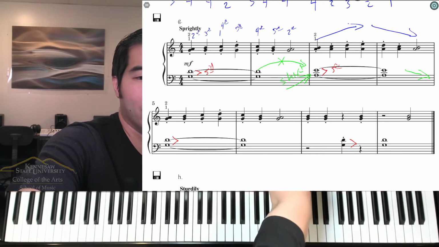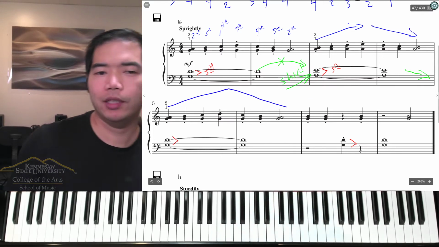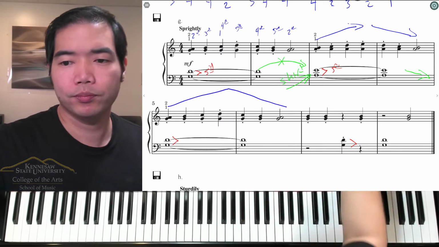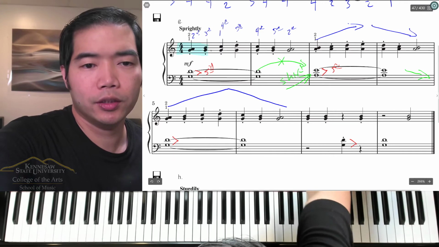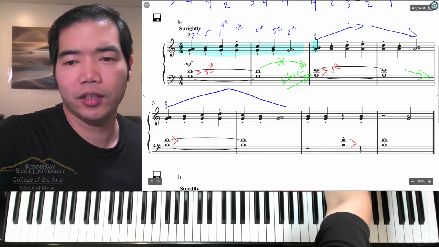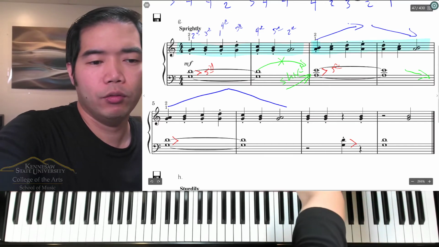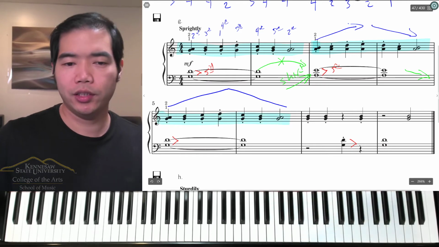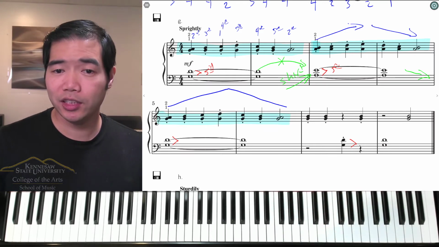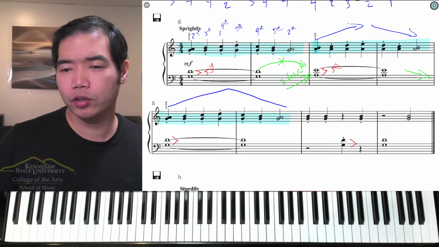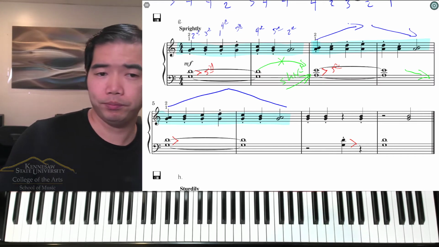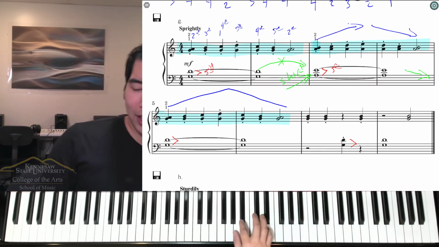And if you look here, it's exactly the same thing 3 times. These two measures are exactly the same as these two measures, which are also identical to these two measures. So the right hand doesn't change until the last 2 bars where it just plays G and B. Let's try the right hand by itself.